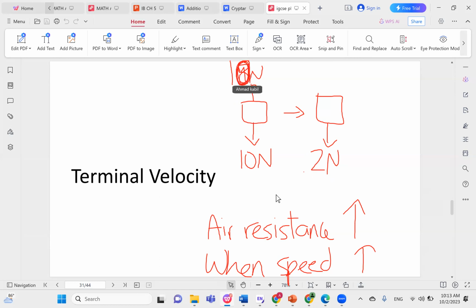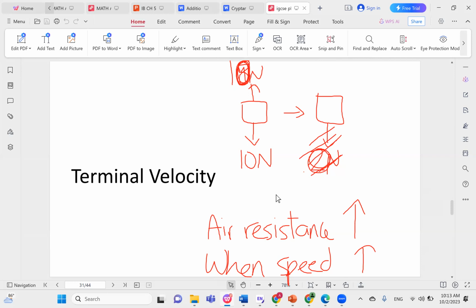And what happens when the air resistance reaches 10 newtons? Basically, you get what we call terminal velocity. Why do we call this terminal velocity? Because if the upward force equals the downward force, you have a 0 net force or a 0 resultant force. There is no resultant force. If there is no resultant force, there is no acceleration. The speed doesn't change. It's a constant velocity and nothing else happens. This is the final stage that we reach.